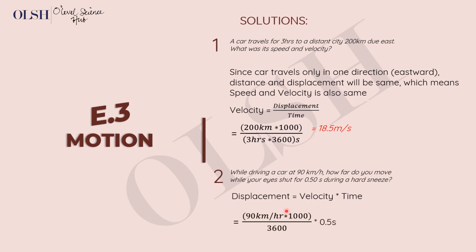So if we move on, we would have 90 km per hour times 1,000 divided by 3,600. This is to give us our answer in meters per second. That's why we're multiplying 90 by 1,000 and dividing it by 3,600, so we can change kilometers to meters and hours to seconds. We did it previously for number 1. Then we multiply by our time, which is 0.5 seconds. If we do that, we're going to get our displacement as 12.5 meters. So you can see that's quite simple.